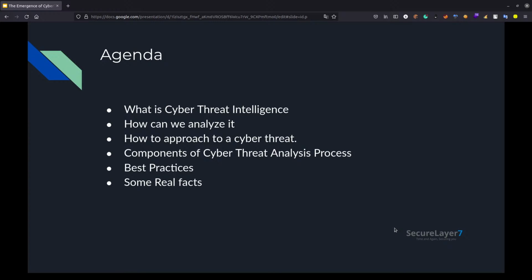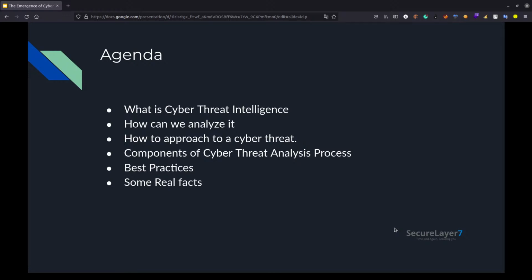So the agenda for today's talk is: what is cyber threat intelligence? How can we analyze it? How to approach a cyber threat? Components of a cyber threat analysis process, best practices, and some real facts.